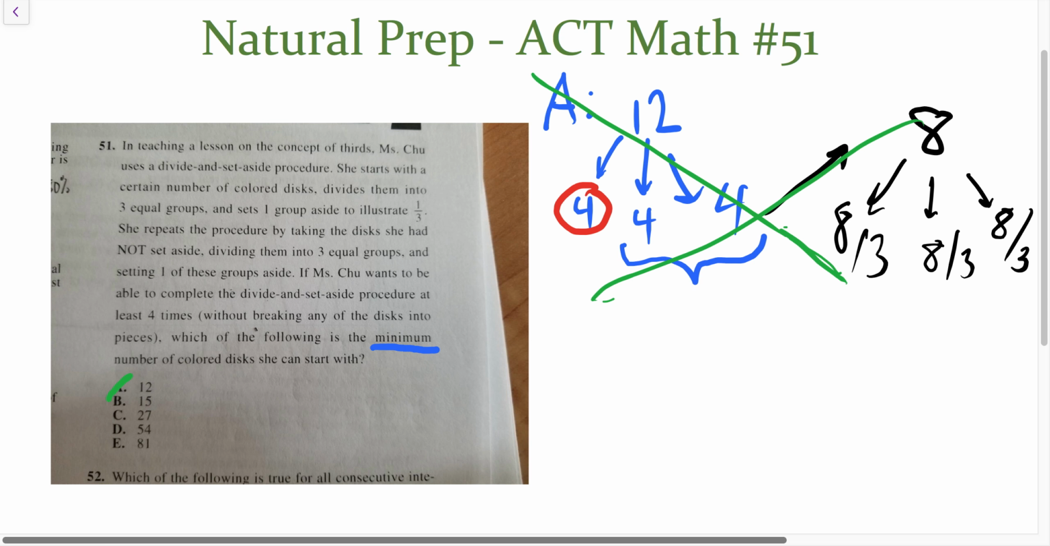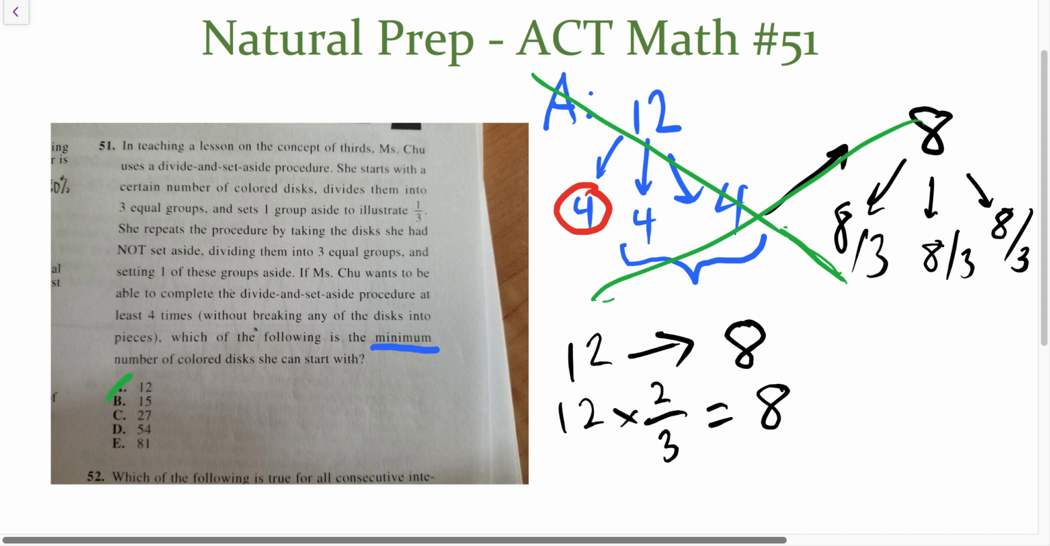And actually, this problem, when you think about it, how did we go from 12 to 8? We took out a third, right? So that leaves 2 thirds that are left. And so 12 times 2 thirds is equal to 8. And so the process here is, when we need to complete the procedure at least 4 times, that's like saying we need to be able to multiply by 2 thirds 4 times and still get a whole number at the end.